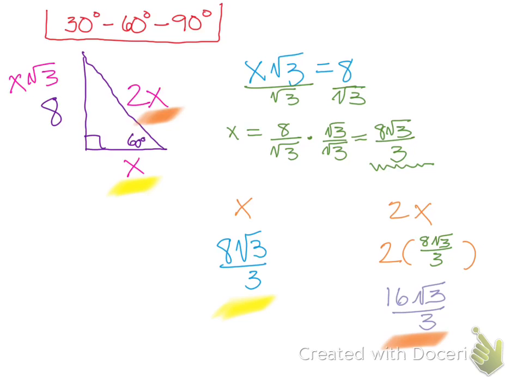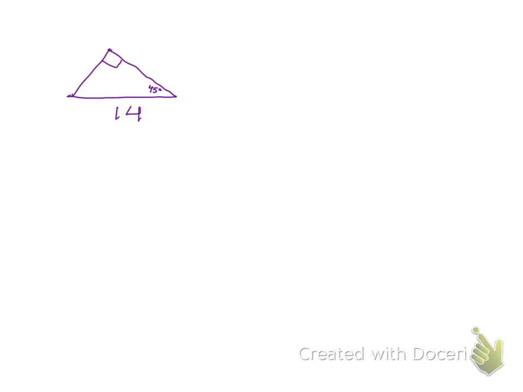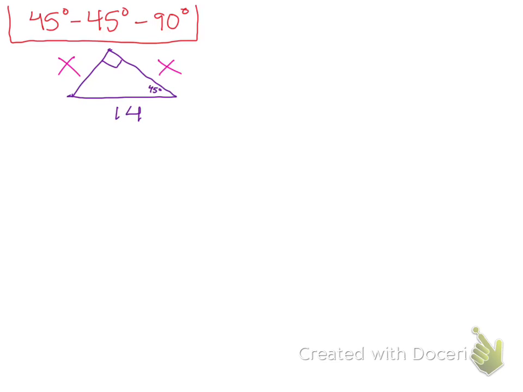All right, let's try another example. All right, this is a 45, 45, 90. Across from 45 is x. Across from the other 45 is x. Across from 90 is x root 2. Make an equation with the given side. I'm given 14. I labeled it x root 2, so put an equal sign between them. x root 2 equals 14.